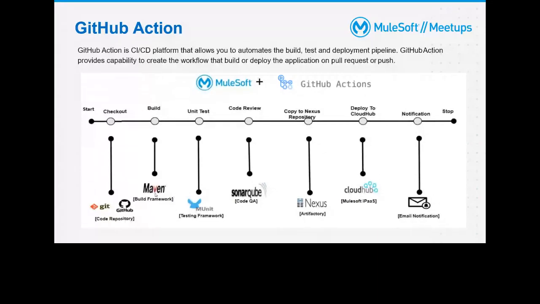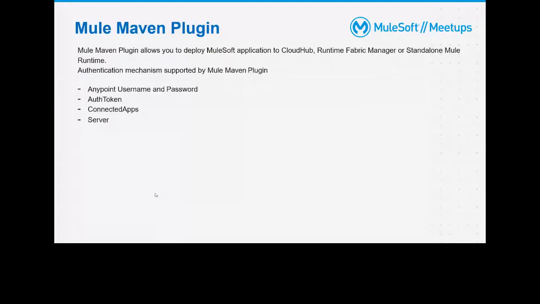Okay, so let's start with the Mule Maven plugin. It is one of the very important plugins provided by MuleSoft. The Mule Maven plugin is basically used to deploy your application into CloudHub, standalone or customer-hosted Mule runtime, or RTF on EKS or RTF appliance. So this is the plugin provided by MuleSoft mostly for deploying, packaging, or undeploying your application.